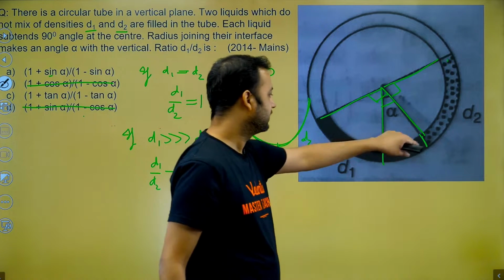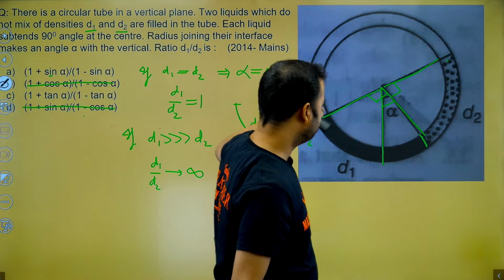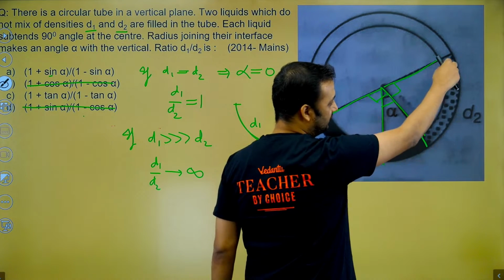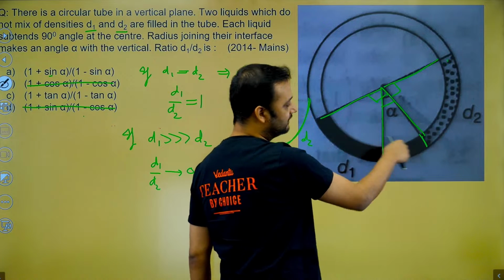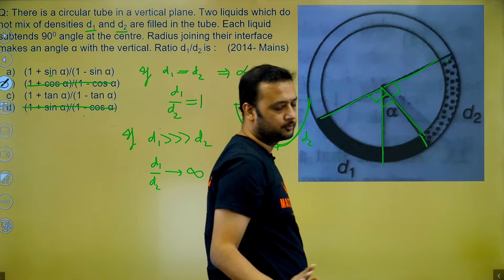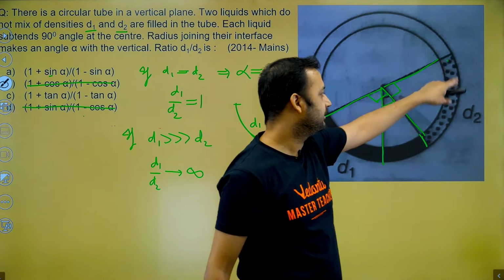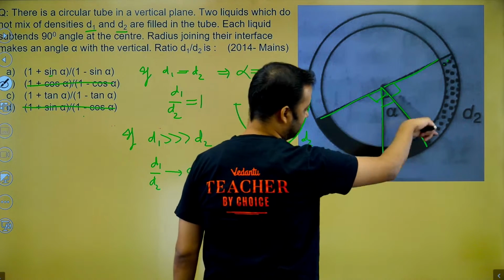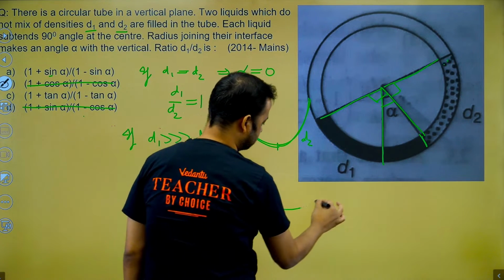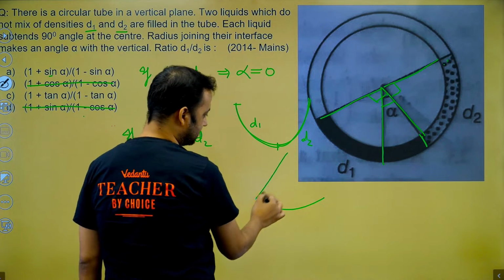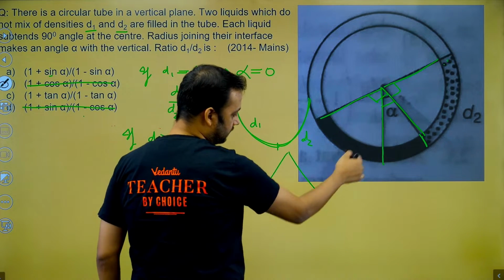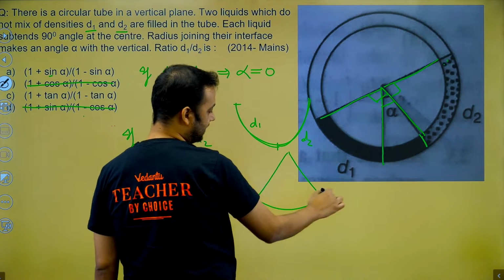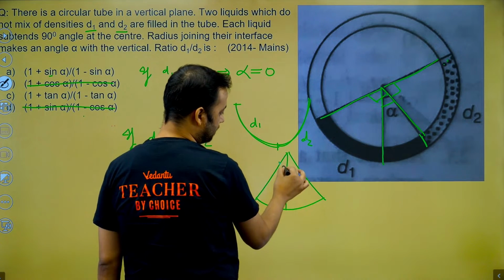And what will happen here? If d1 is very heavy and d2 is almost negligible, it's like there is nothing here. d1 will not feel the presence of d2. It's like air is present here. So this liquid will be symmetrically placed. That means d1 will be like this, and d2 will not be able to push it down because d2 is very light. So d1 will be like this, and this total angle was 90 degrees.